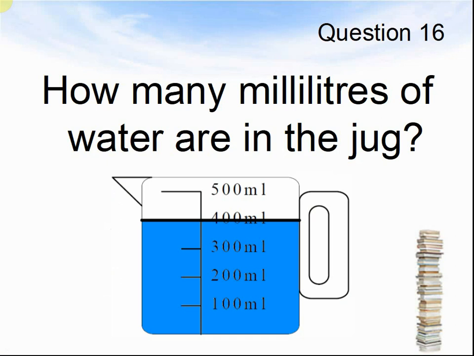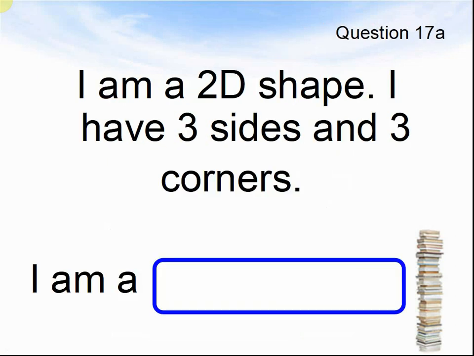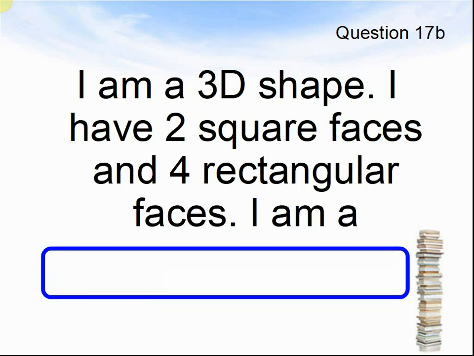Here comes question 17. Question 17a. I am a 2D shape. I have 3 sides and 3 corners. I am a what? Write down the name of me, please. Pause the video until you are ready for the next question. Here comes the next question, 17b.